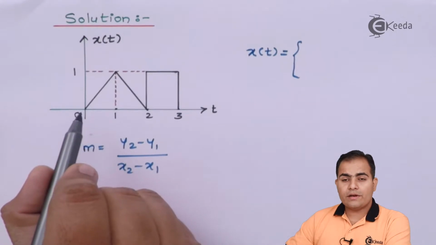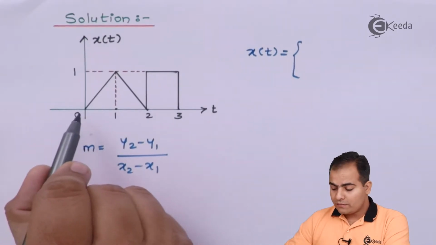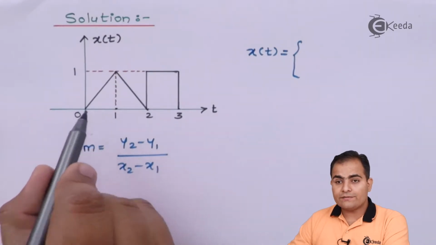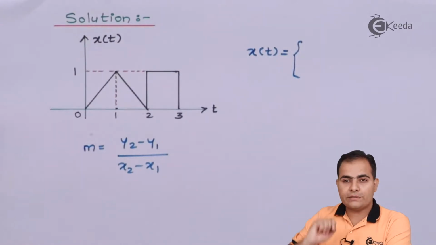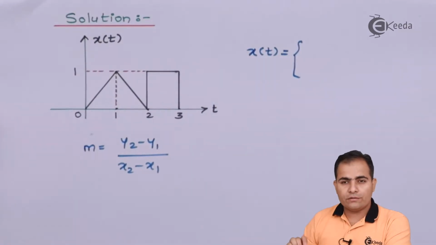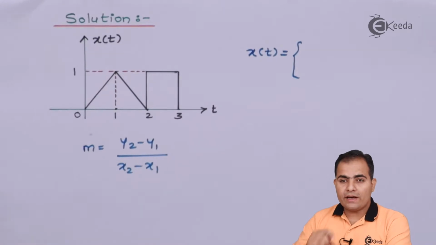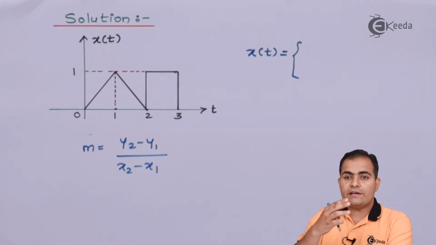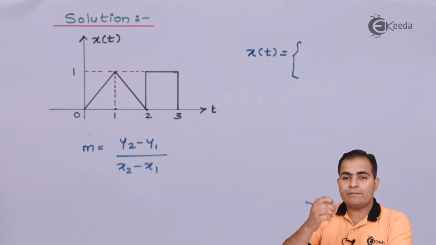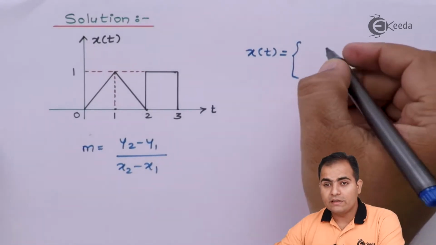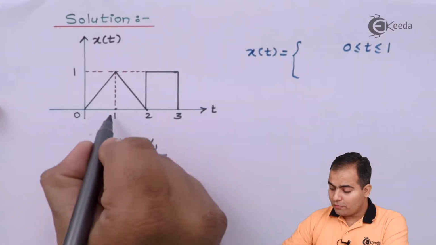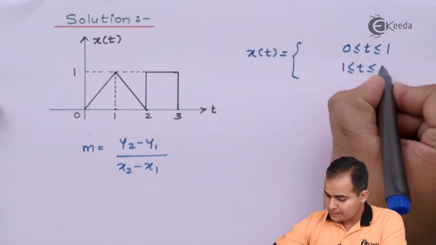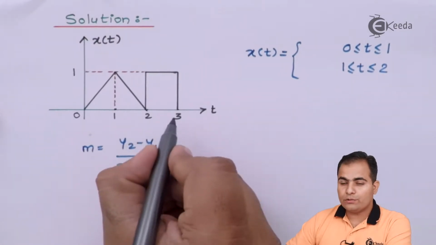Now look at here, in the first slot, that is from 0 to 1. Whenever you want to write down the equation, just check where your graph changes its value. In 0 to 1, the graph is increasing positively, but from 1 to 2, it continuously goes on decreasing. And between 2 to 3, you have a simple square wave. So this x of t can be written in three different parts. The first part is available between 0 to 1, the next between 1 to 2, and the third part between 2 to 3.